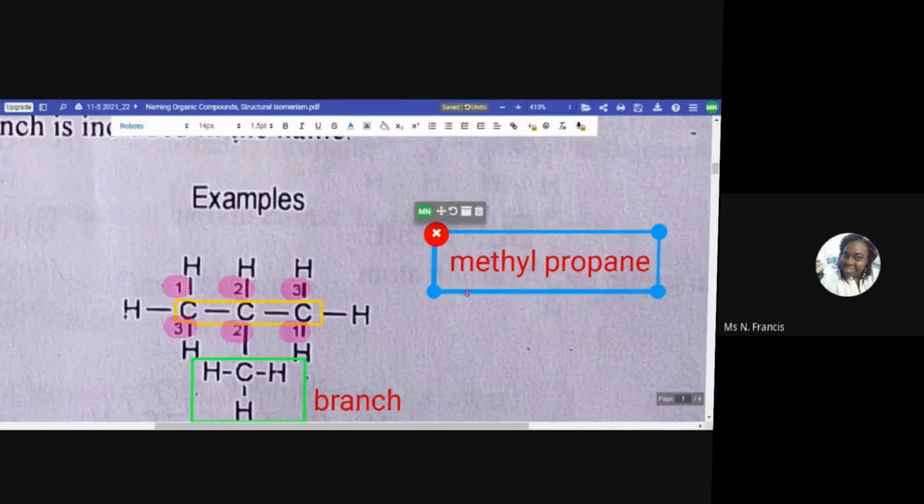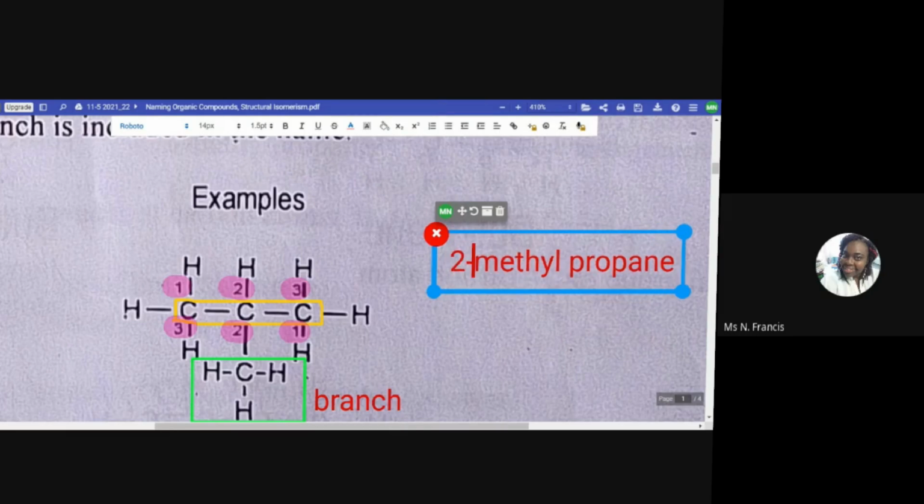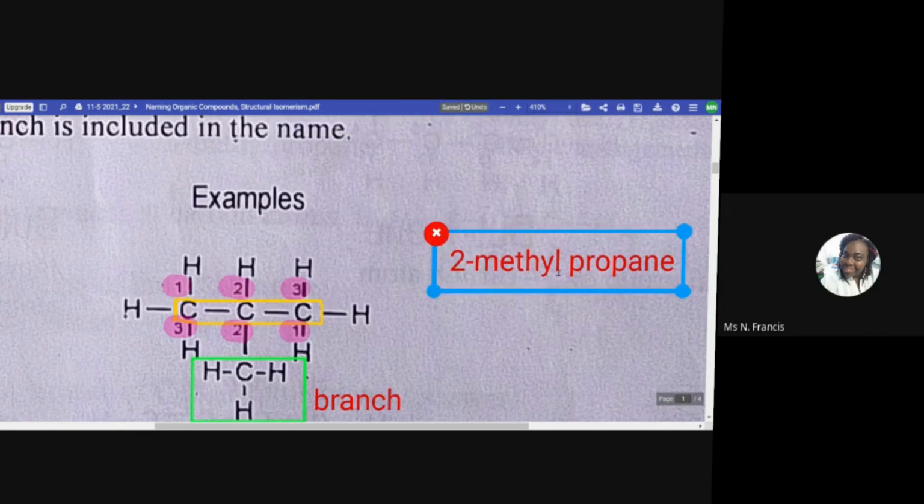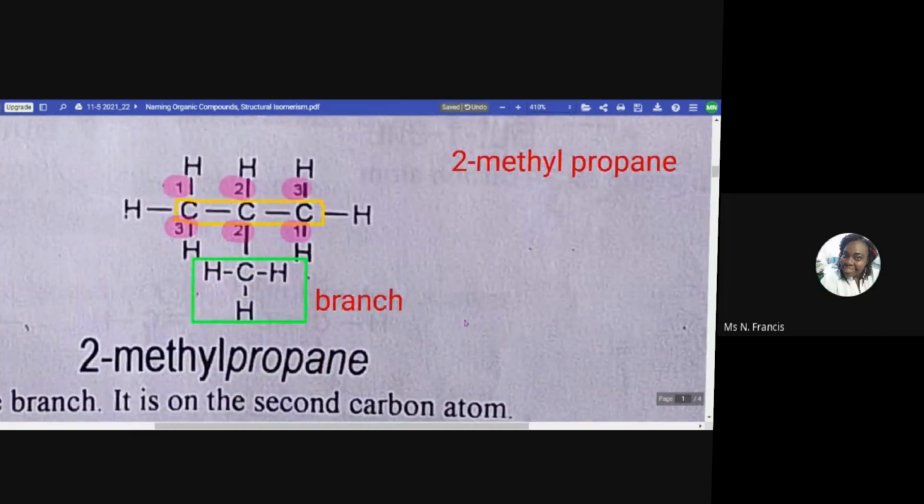Now I need to account for the position of where my methyl group is, and this is 2. So the name of my compound is 2-methylpropane. So 3 simple steps. The more you get familiar with it, the quicker that you go. All right, ladies? So step number 1, find the longest branch.